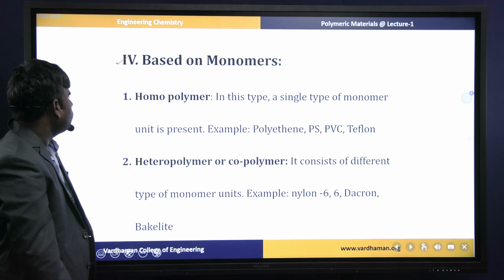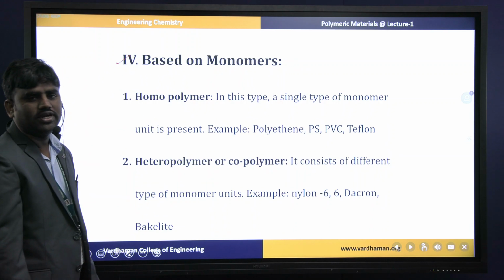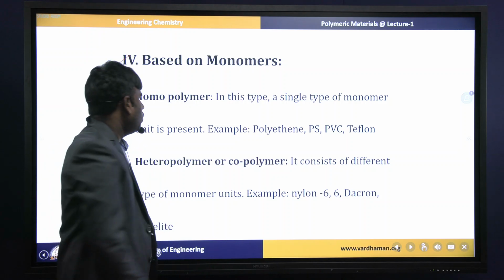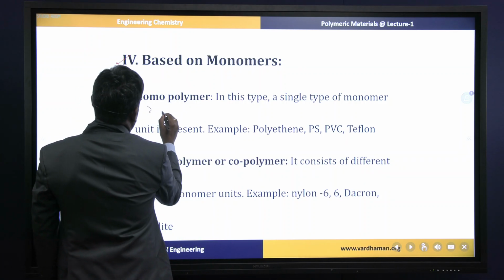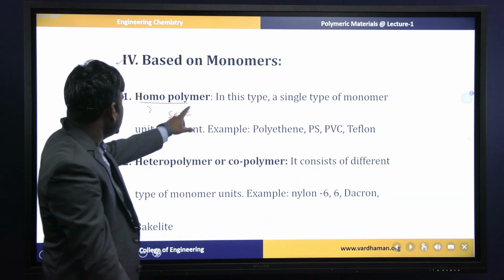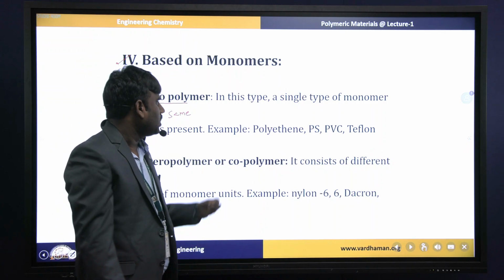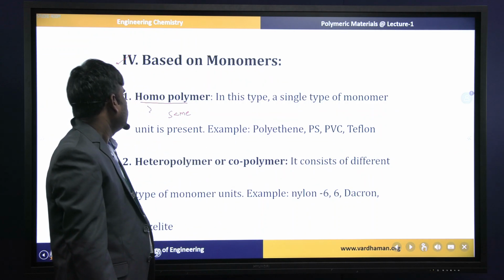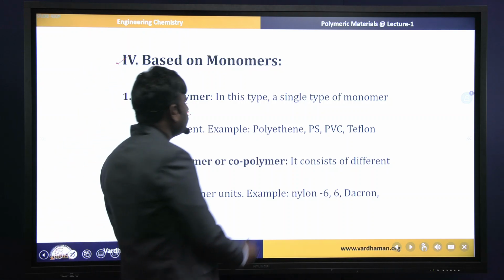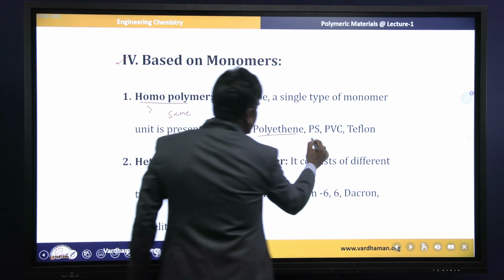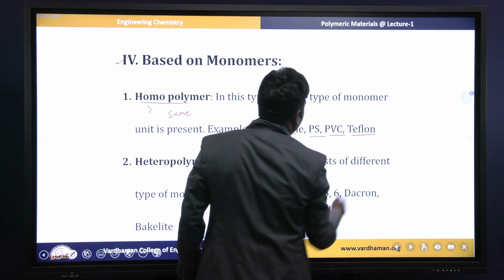And next classification is based on the monomers. Based on the monomers, the polymers are again classified into two types. They are homopolymers and heteropolymers. Homo means identical or same. So the polymers which are made up of only one type of monomer are called homopolymers. The examples of homopolymers are polyethylene, polystyrene, PVC and Teflon.